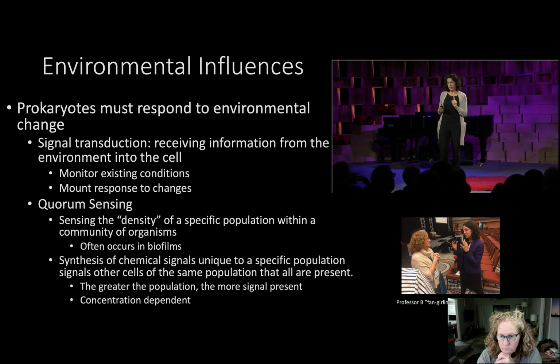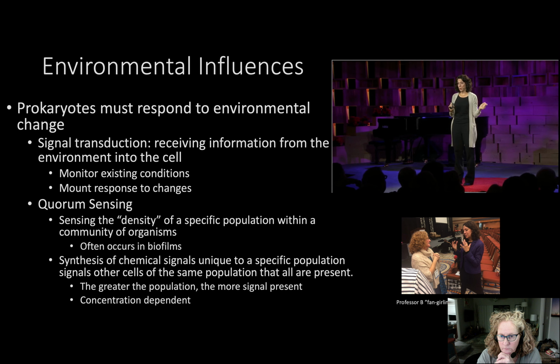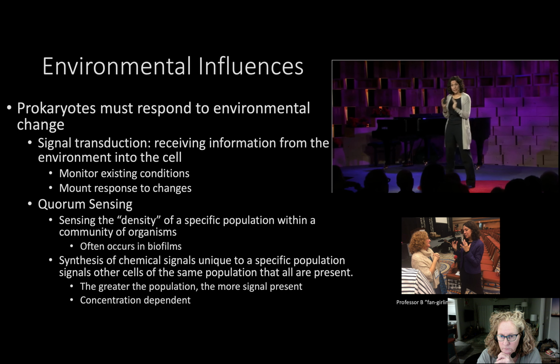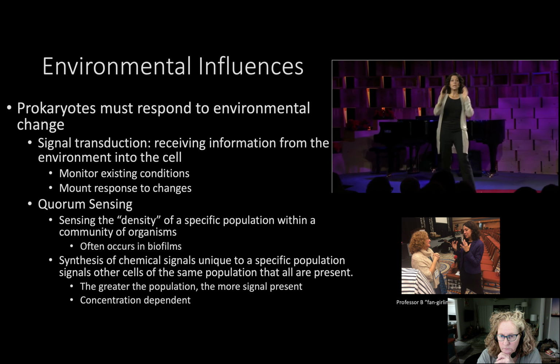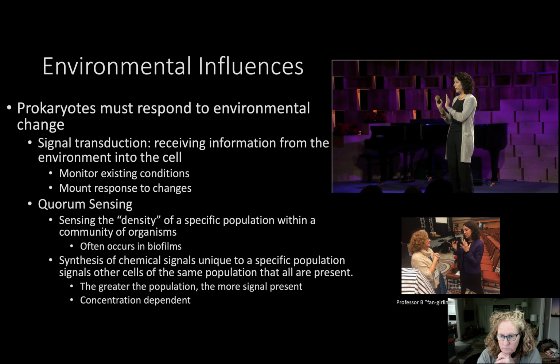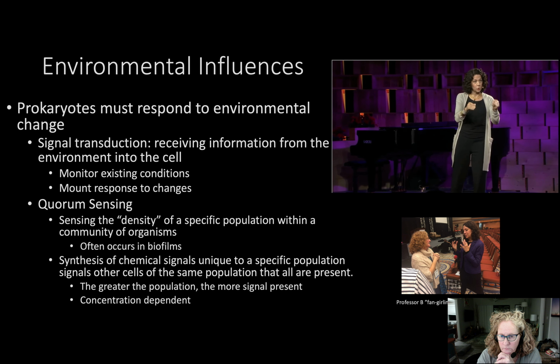And so we know what the molecule is that Pseudomonas talks with. It's the one that's on the left side of this slide. And so what we did using chemistry is we changed the structure of that molecule to make the one that's on the right. And so what that chemistry did was it changed the signal molecule, the word, into an inhibitor. So we changed the molecule that turns on quorum sensing into a molecule that shuts down quorum sensing.